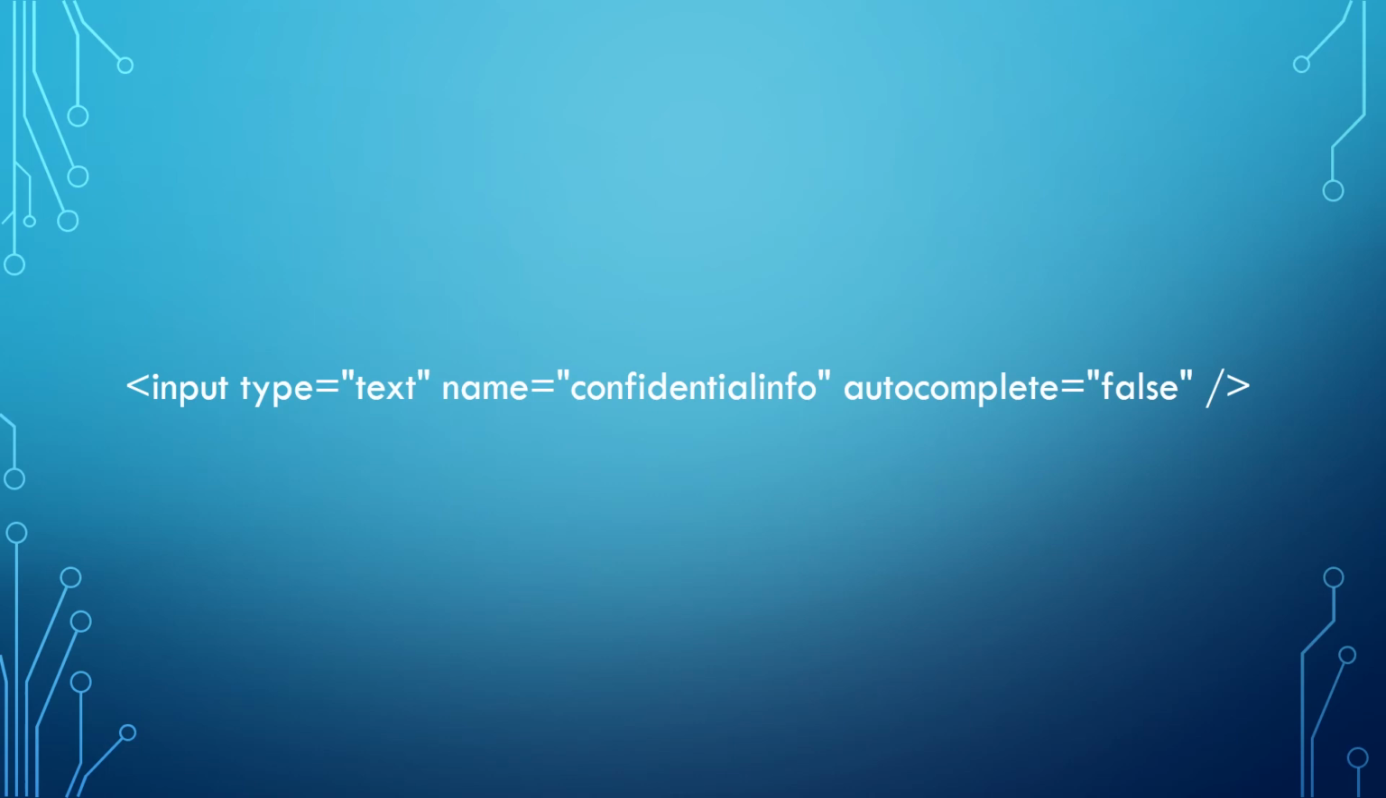Most browsers allow users to complete forms with autocomplete that fills in the blanks for them. To protect private information, you may want to disable autocomplete. You can do this with autocomplete false. Be careful not to overuse this. You need to balance keeping your site safe and keeping it user-friendly.